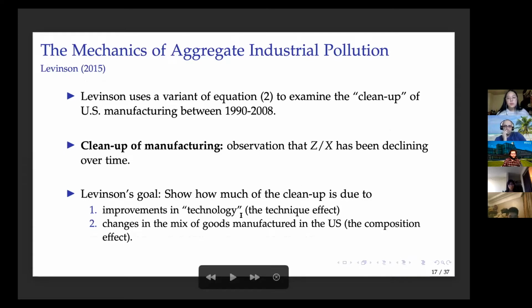And his goal is essentially to show how much of the cleanup is due to what he frames as technology. So he's saying this technique effect is really related to technology: how much of it is responsible for this cleanup, versus how much is the change in the mix of goods manufactured in the US.